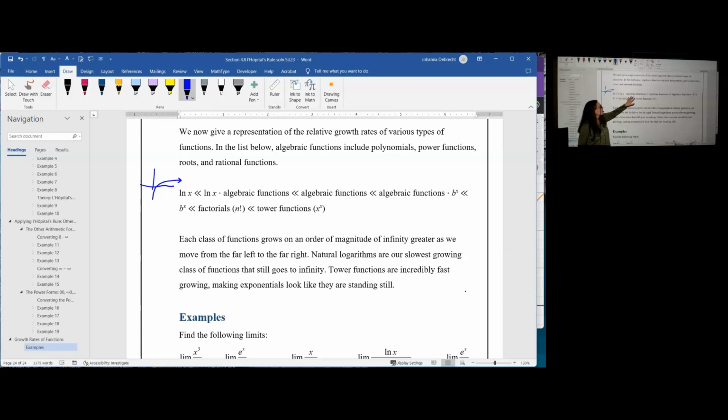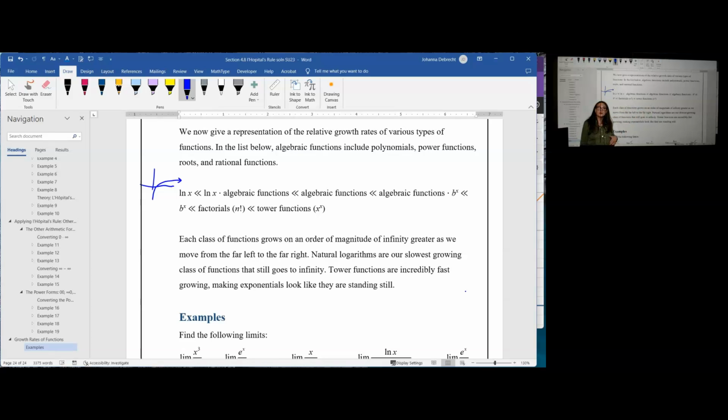If you multiply natural log of x by some algebraic function, it grows on an order of magnitude larger than natural log of x, and it overpowers it. Algebraic functions by themselves would overpower any product of natural log with an algebraic. And an algebraic function times any kind of exponential, base e or base 5, is going to outgrow any strictly algebraic function. And the exponentials will outgrow the product of an algebraic and an exponential, like x e to the x.